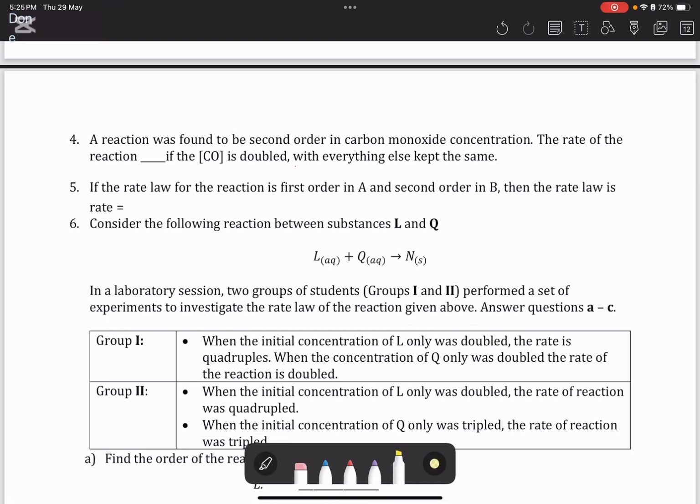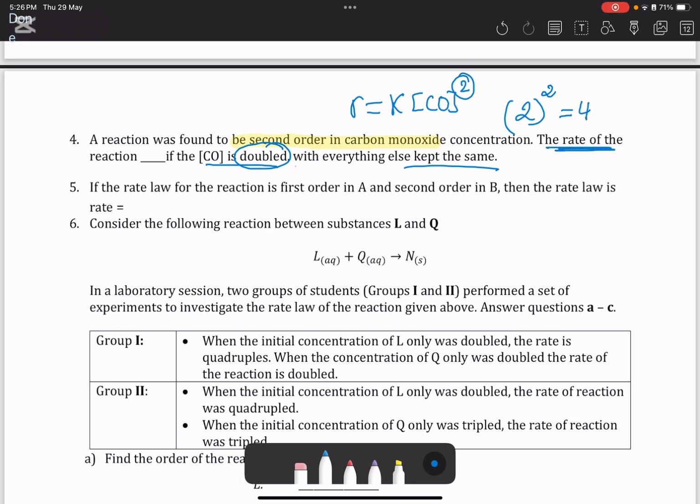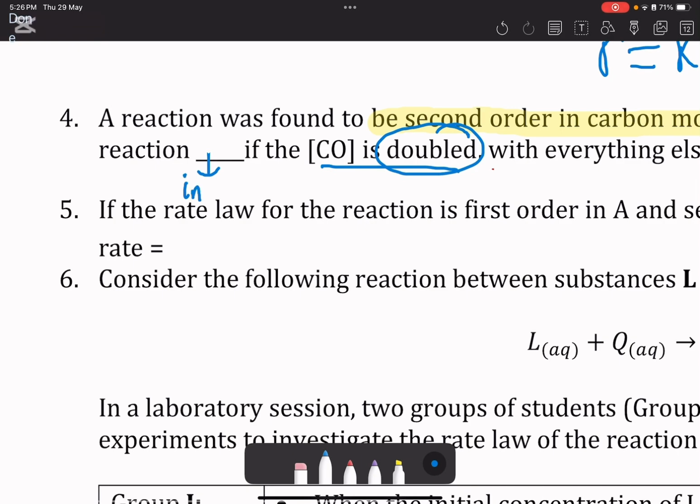Moving on, this shows here another type of question where instructions are written for you. A reaction was found to be second order in carbon monoxide. So when I'm writing the rate law, it is second order in CO. What happens to the rate of the reaction if the CO is doubled when everything else is kept the same? So you can simply use this method. They said double, so you take 2 and you raise it to the power of 2. 2 to the power of 2 equals 4. So the reaction rate will increase 4 times, or by a factor of 4.